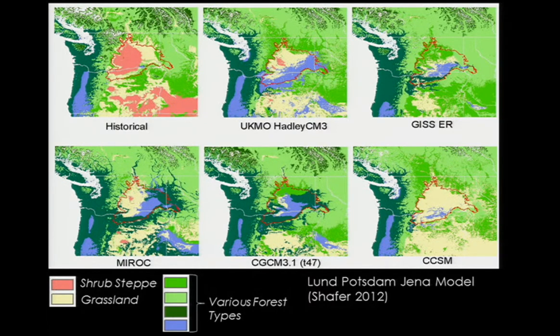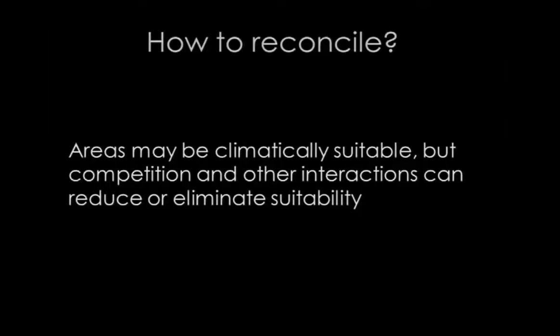That's pretty tough to deal with. Not to say that we have any great solutions for that, but, looking at the climatic niche projections, we do have a fair amount of the area remaining suitable for sagebrush. So those are really conflicting potential futures. One of the ways we tried to think about that was, well, the area may be climatically suitable for sagebrush, but competition and other interactions might reduce or eliminate that suitability.